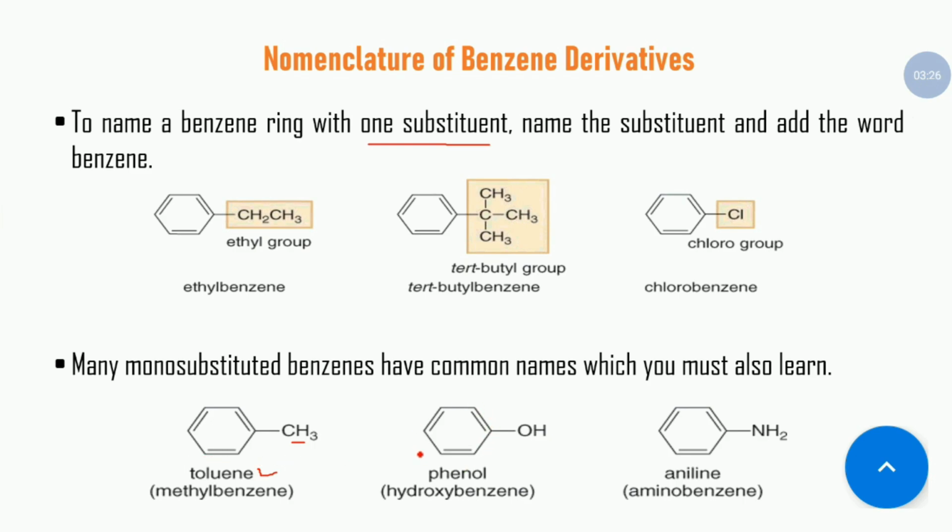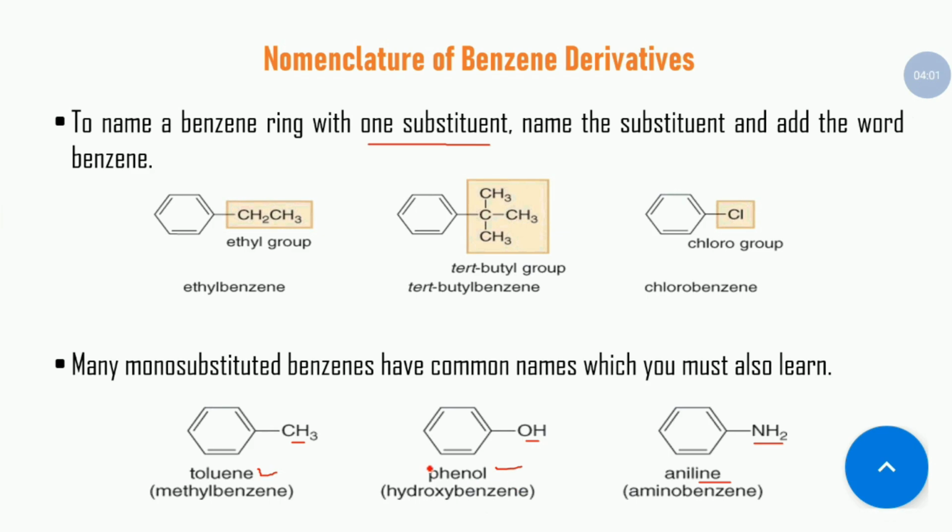Next, again benzene is there with one monosubstituent, that is the hydroxy, OH group. This compound also has a very common name, that is phenol. Next, example 3, here is benzene with one monosubstituent, that is the amino group, the NH2 group, so it's aminobenzene. It also has a very common popular name, that is aniline.